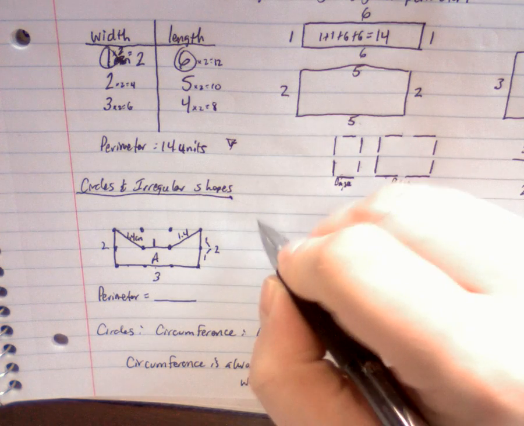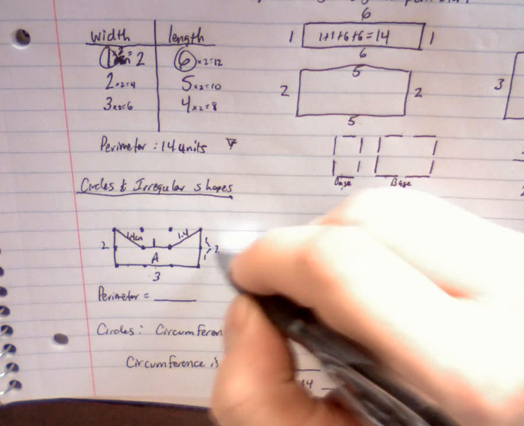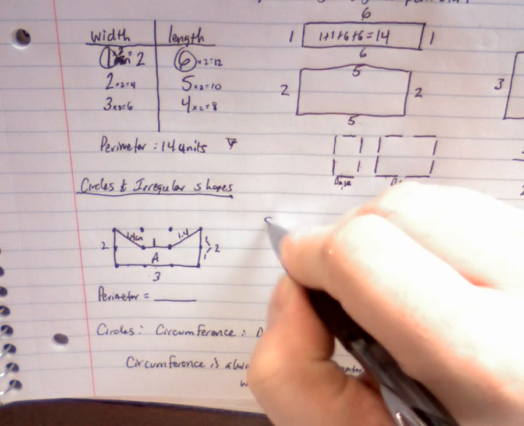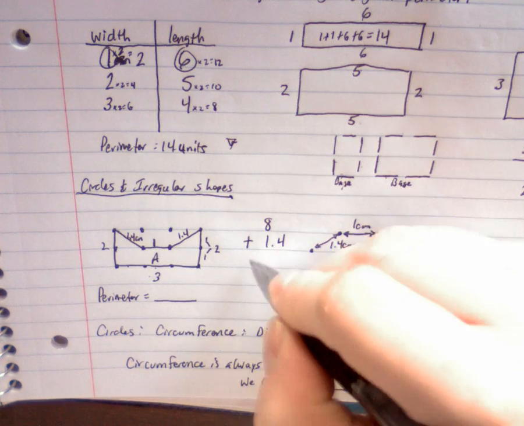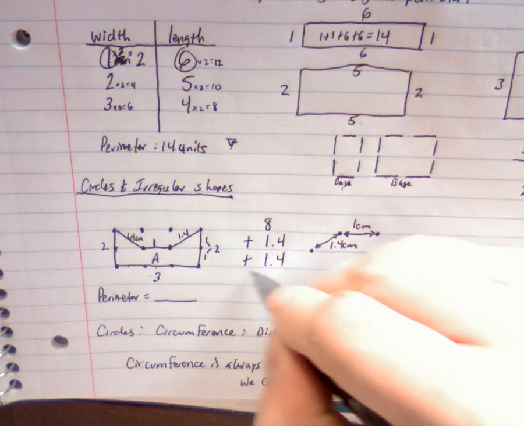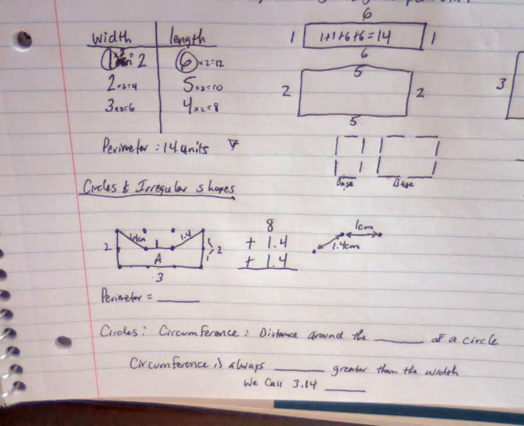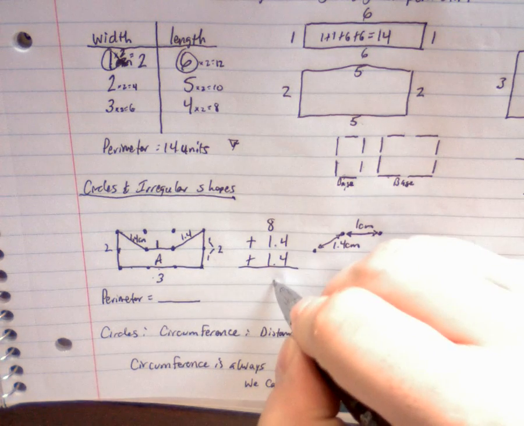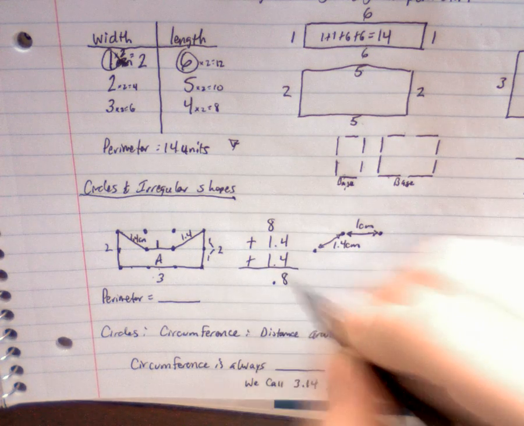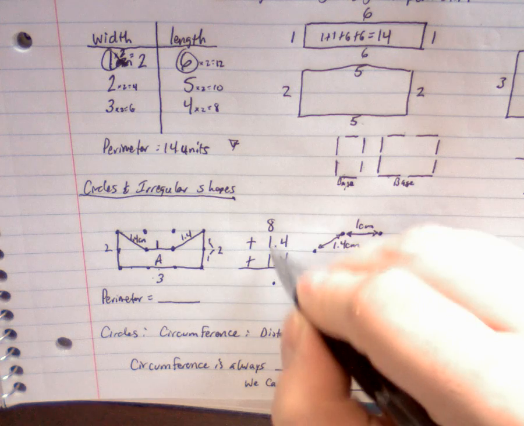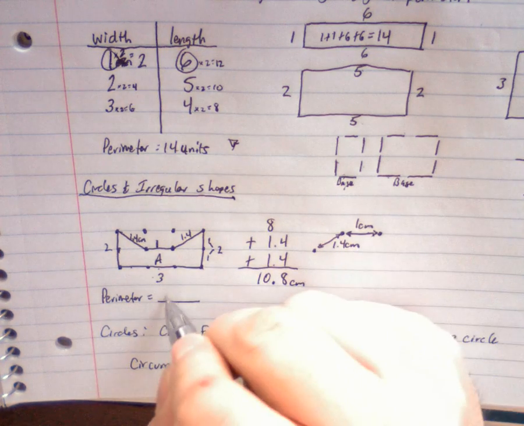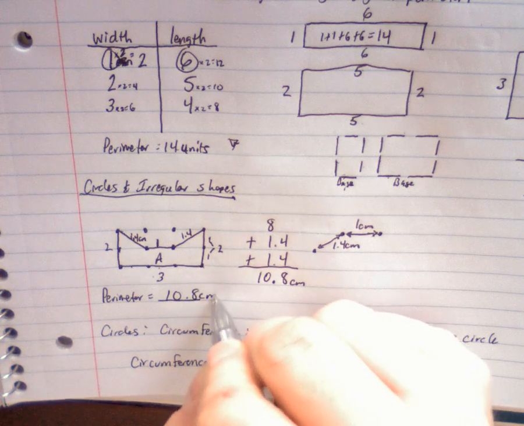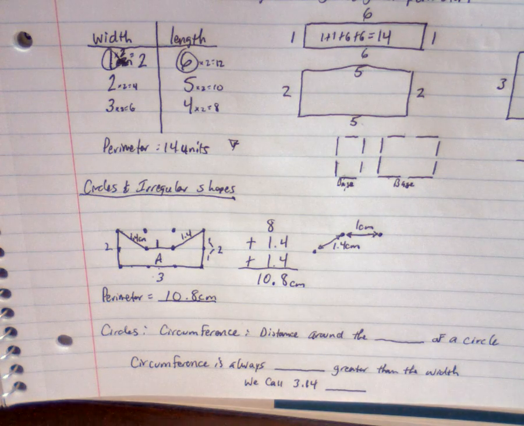So let's do this. 5, 6, 7, 8. So we know we have 8 plus 1.4 plus 1.4. And you've got to line it up like that because the decimals need to line up together. 4 plus 4 is 8. And 1, 2, and 8 is 10.8 centimeters is the perimeter. Okay?